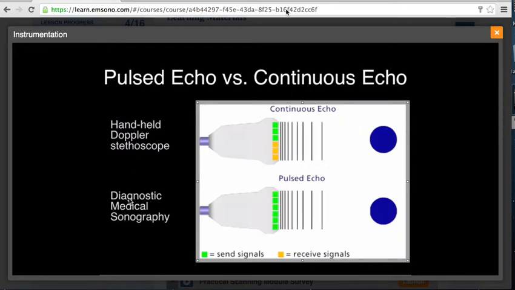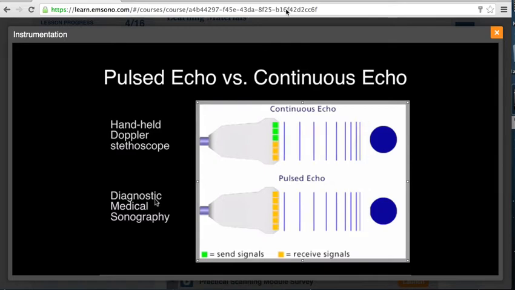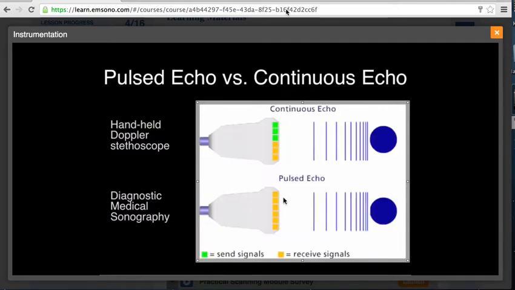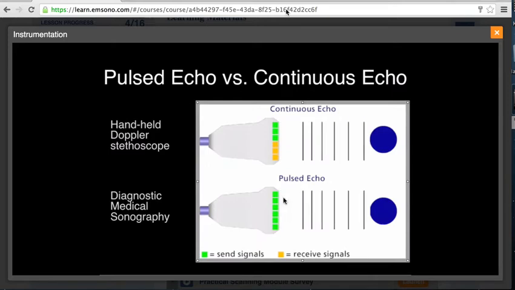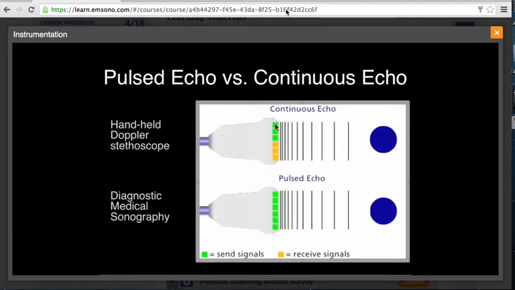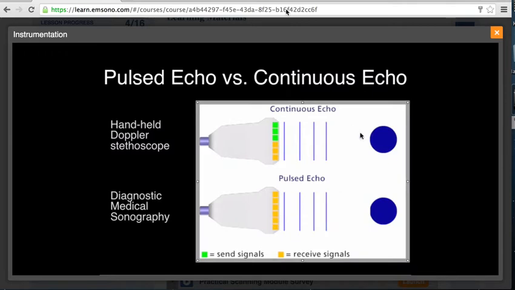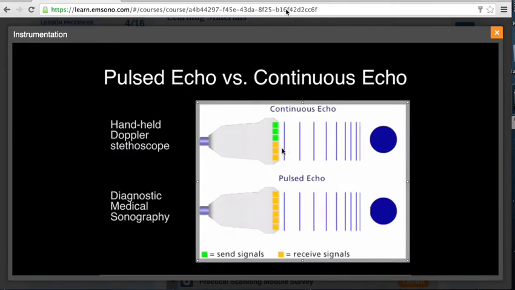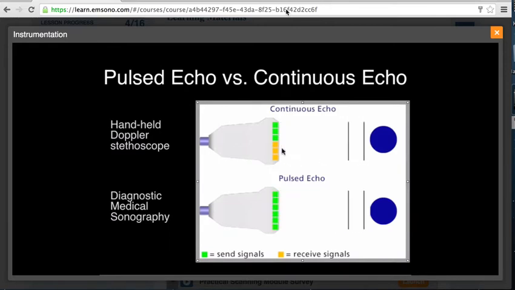Now, this is different than what we have with diagnostic medical sonography. With pulsed echo, the crystals all send out information and they all receive information. Therefore, they're able to provide anatomically relevant imaging data. In continuous echo, you have crystals that are solely dedicated to sending out sound waves and those that are dedicated to receiving sound waves. These will be able to provide you with information regarding, let's say, a pulse, but it's not going to be able to tell you specifically where it came from.